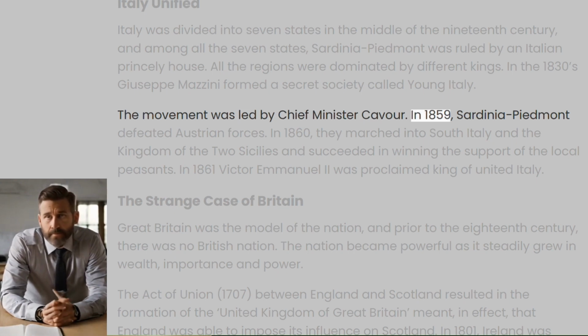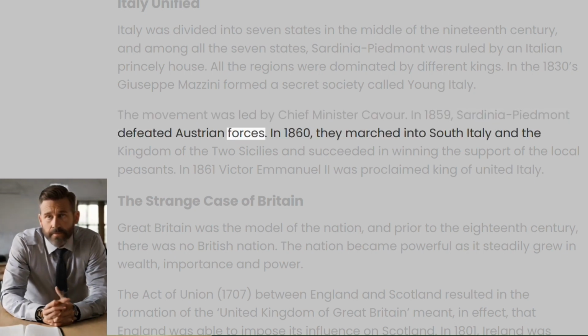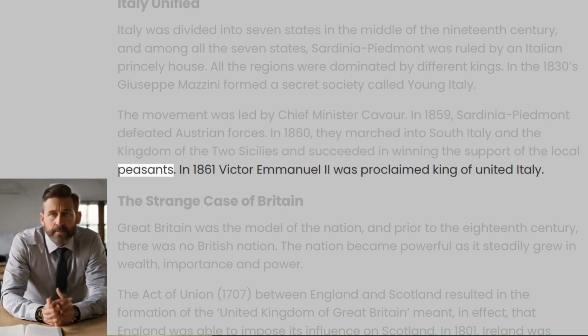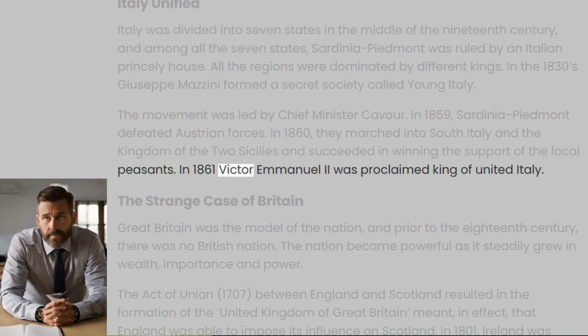In 1859, Sardinia-Piedmont defeated Austrian forces. In 1860, they marched into South Italy and the Kingdom of the Two Sicilies and succeeded in winning the support of the local peasants. In 1861, Victor Emmanuel II was proclaimed King of United Italy.